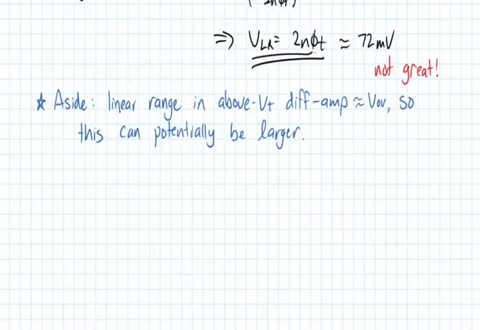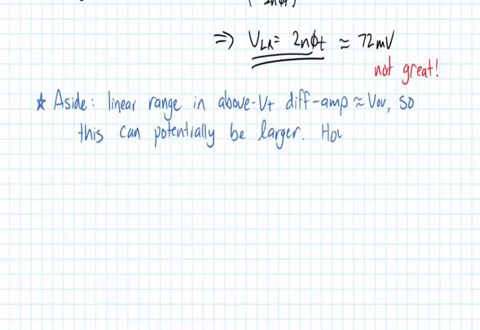You as the designer have no control over 2n phi t other than perhaps through some strange way some temperature parameters here. So you have very little control. We have to invoke different type of circuit architectures in order to actually build a circuit like this. Okay, so in above threshold we don't have that problem. We can choose VOV depending on our mode of operation, how much voltage headroom and stuff that we have. So we do have some potentially larger linear range.